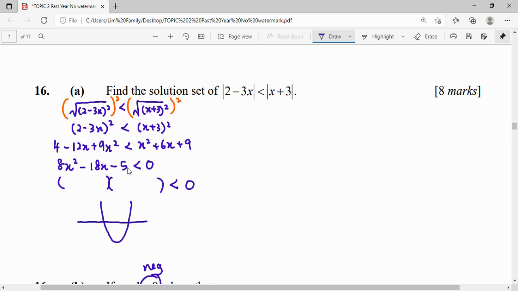So we can use our calculator to help us find the roots here, where A is 8, B is negative 18, C is negative 5. You can find that the roots are negative 1 over 4, which we put at the left-hand side because it's smaller, and then 5 over 2. So our factorization here will be (4x plus 1)(2x minus 5).